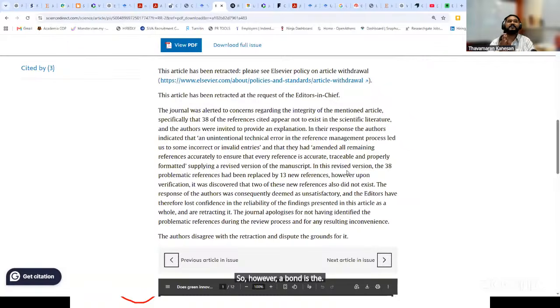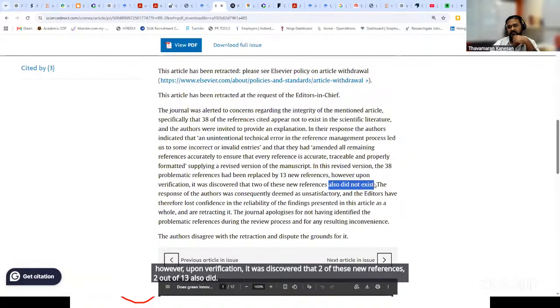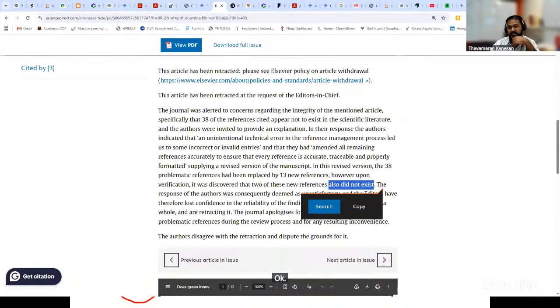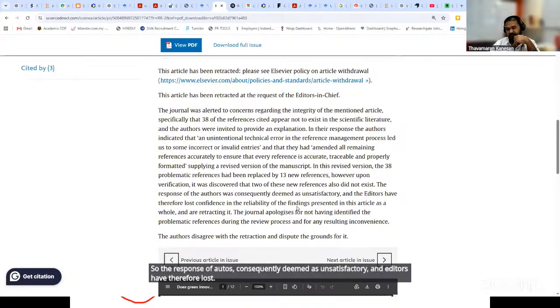This is how much we trust AI. Unfortunately, these 13 references were also AI generated. Upon verification, it was discovered that 2 of these new references, 2 out of 13, also did not exist. The response of the authors was consequently deemed unsatisfactory, and the editors have therefore lost confidence in the reliability of the findings. So this is a real case.